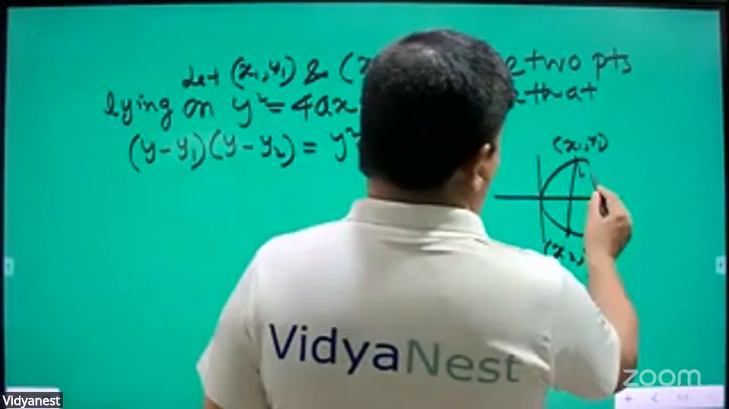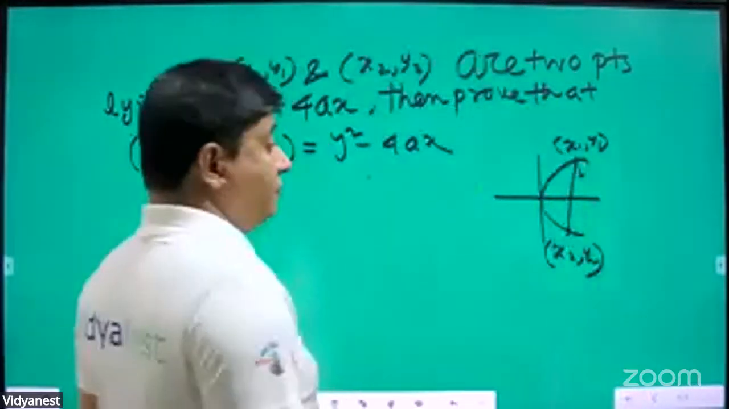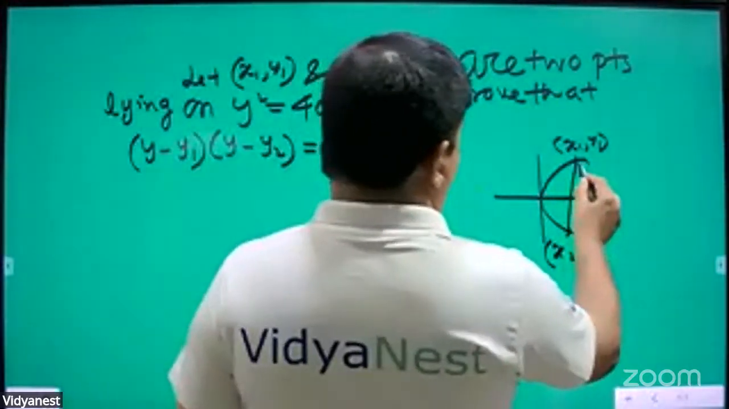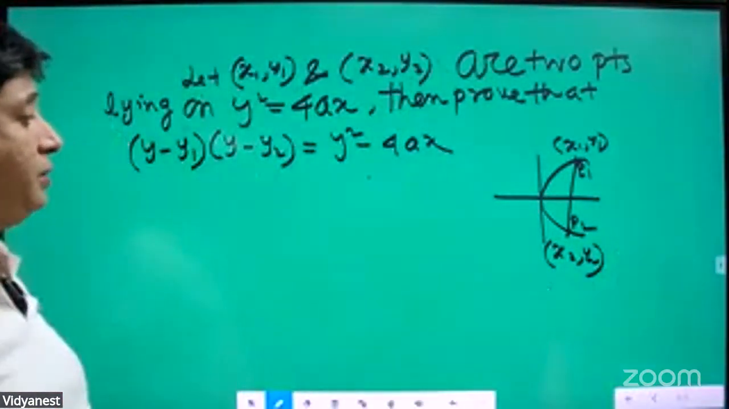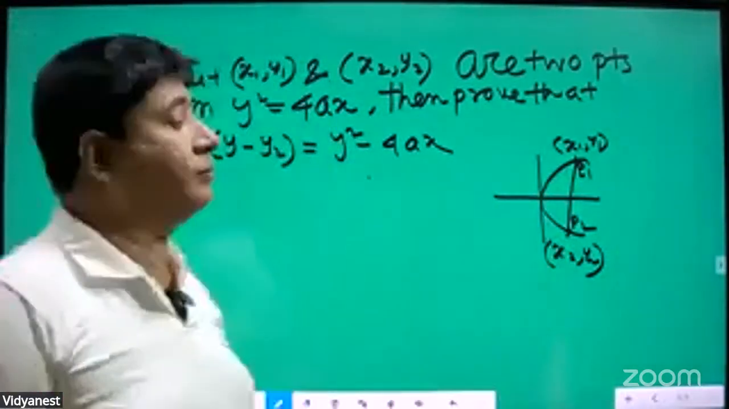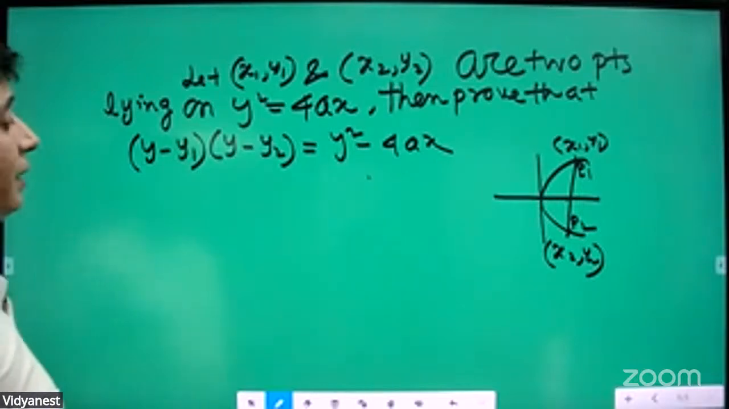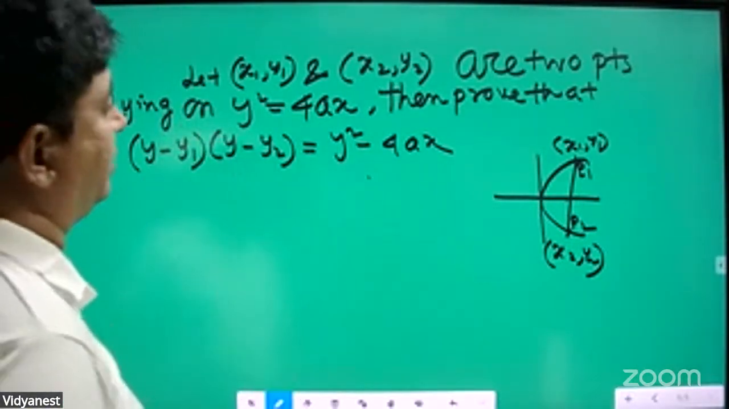Say this is L1, any curve I am drawing, any chord. Say this is P1, P2. This point is not necessarily the focus. Now, both the points are satisfying the equation.